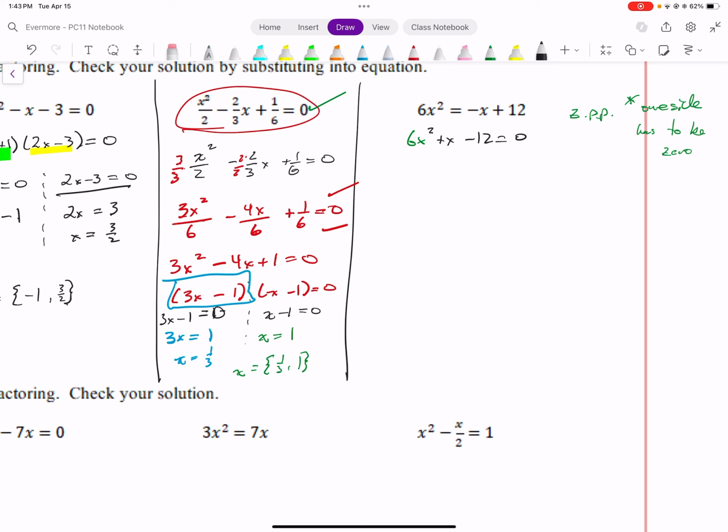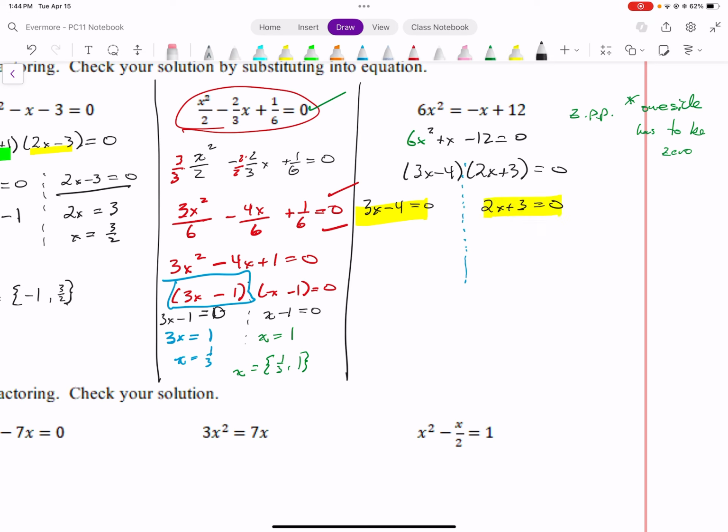I use decomposition to factor this, and this factors into 3x minus 4 times 2x plus 3 is equal to 0. Now that's assuming that you can factor well. If you can't, please revisit your factoring skills. Now, two factors multiply together to give you 0. This is true when the first factor is equal to 0, or the second factor is equal to 0. So now I have two linear equations that I can solve in order to get my solution.